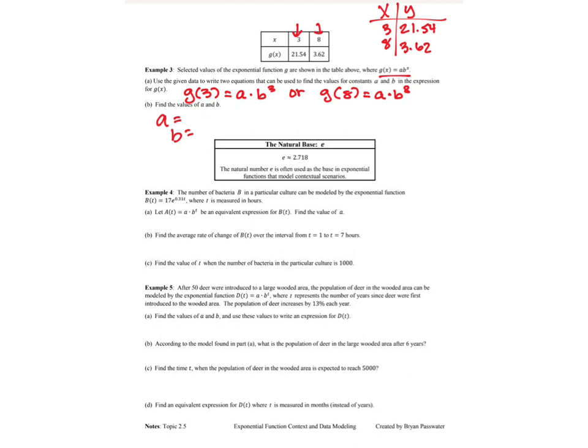No, we don't have to solve it right now because they didn't tell us to evaluate. They could, though. What'd you get for A? 62. And for B? 0.69 or 0.7? So we write g of x equal to 62.80 times 0.7 to the x power.